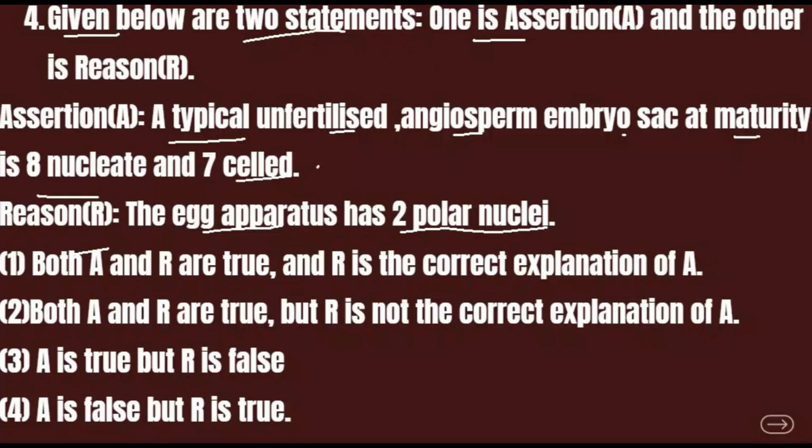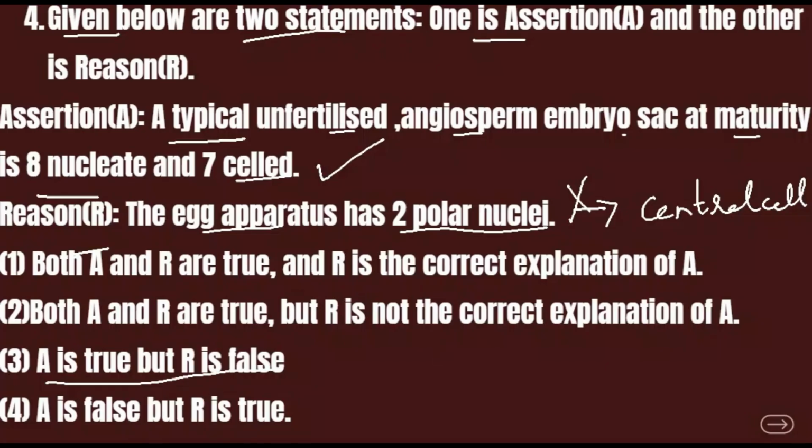Here the assertion is true, but egg apparatus doesn't have 2 polar nuclei. What is having 2 polar nuclei is central cell. So reason is false, assertion is true. Which option satisfies that? Assertion is true, but reason is false. The answer is option 3.